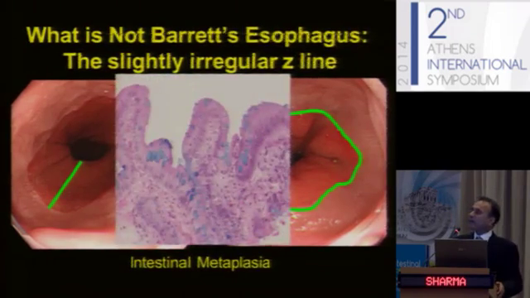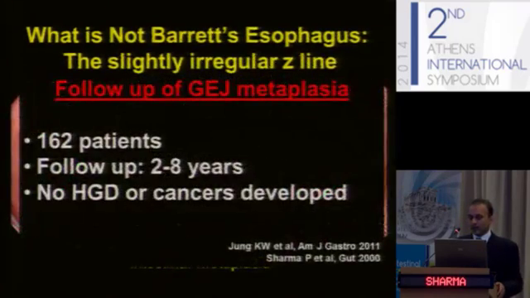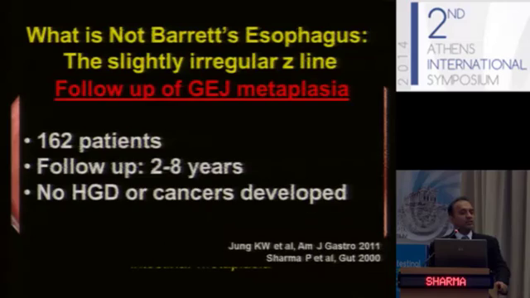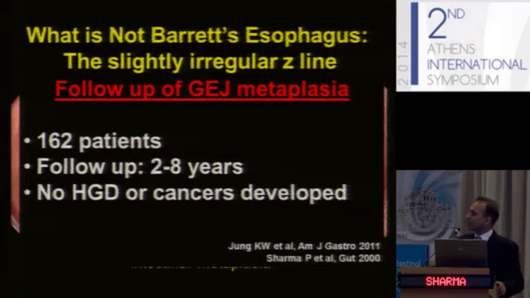You could take biopsies here and find intestinal metaplasia, but this truly is not esophageal intestinal metaplasia, but probably cardia intestinal metaplasia. And there are a few studies which have shown that if you follow these patients with cardia or GE junction intestinal metaplasia, very few of these will progress to dysplasia, if at all, and virtually none of these patients in prospective series has progressed to cancer.